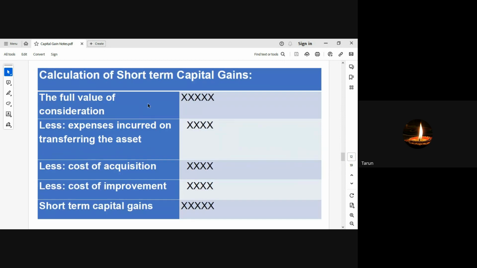This is the exact format for the calculation of short-term capital gain: the full value of consideration less expenses incurred on transferring the asset, less cost of acquisition, less cost of improvement. And then you will get the short-term capital gains.